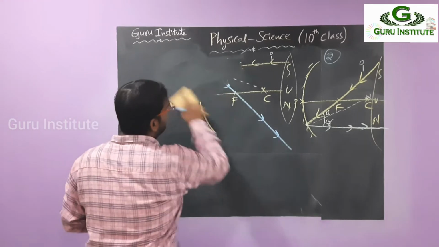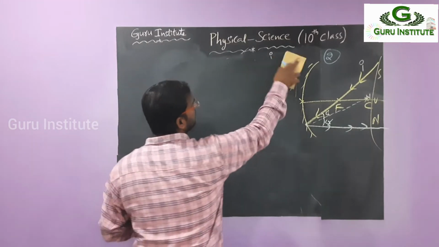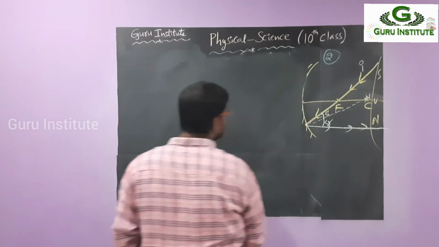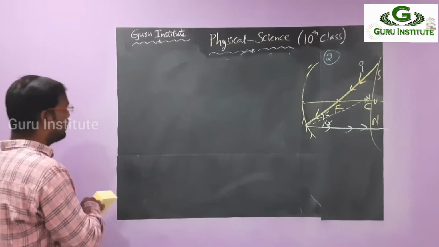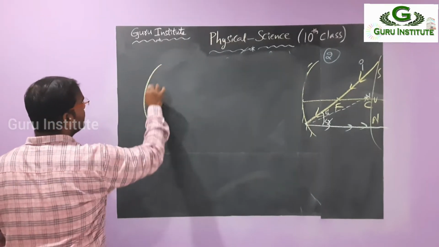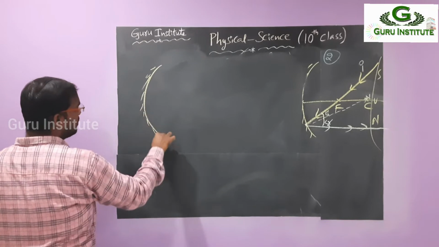I am rubbing these. We already know the third one from the last video, the ray passing through the center of curvature along the principal axis. We have to see it. So always take a drawing.